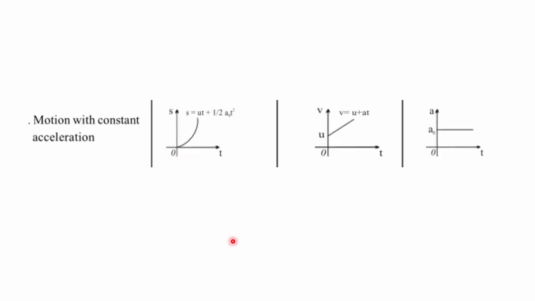If I consider a particle or a motion with constant acceleration, then the acceleration graph will be parallel to the x-axis, where the x-axis is your time, and the velocity is increasing with time. This velocity is changing with time uniformly at the same rate, so acceleration is constant and parallel to the x-axis.